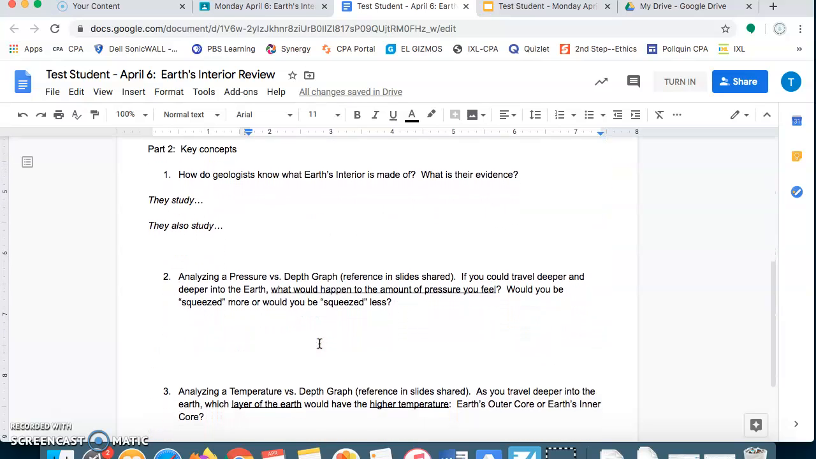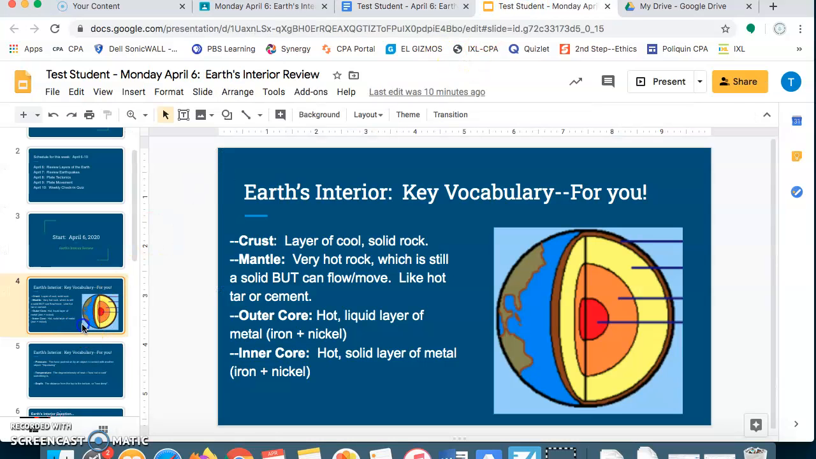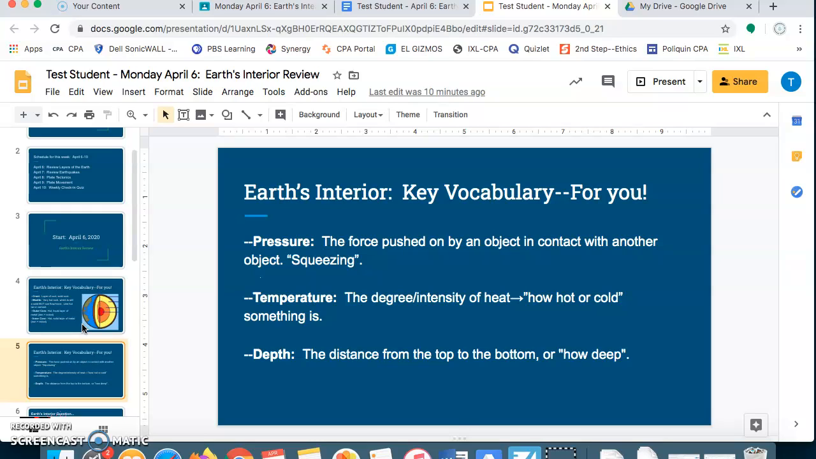Okay, part 2, key concepts. Three main ideas here. One, how do geologists know what the Earth's interior is made of? What's their evidence? They study blank and blank. So I know when I'm looking at my slides, I need to be looking for how do geologists, or how do we know, what Earth's interior is made of?